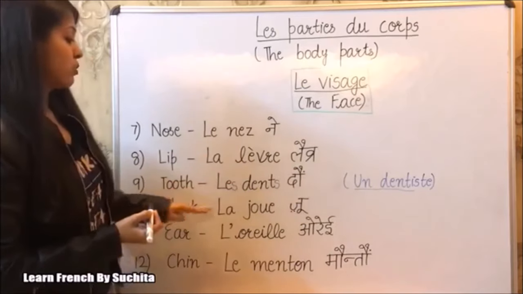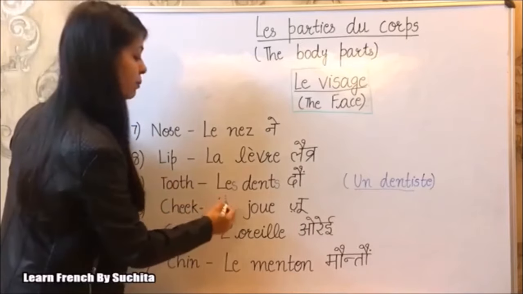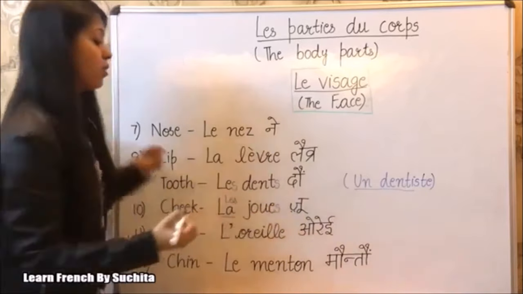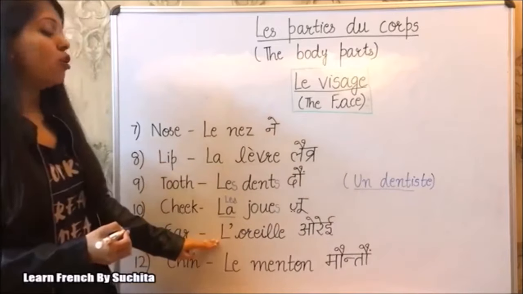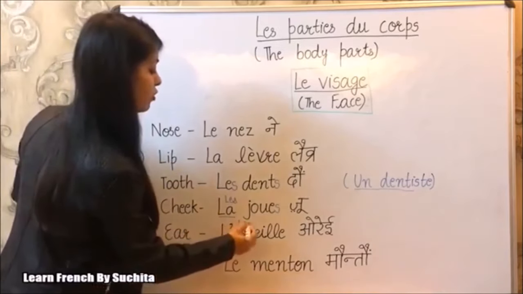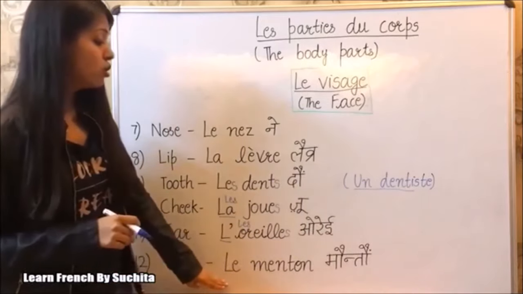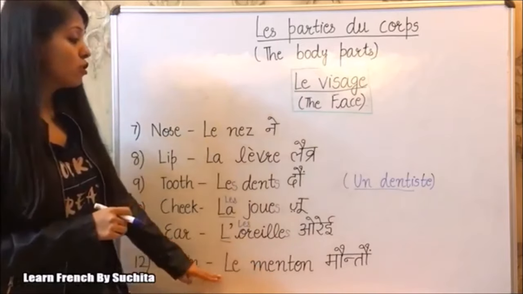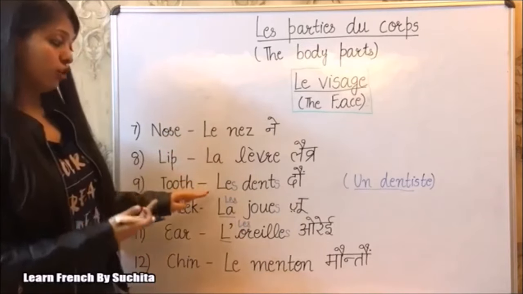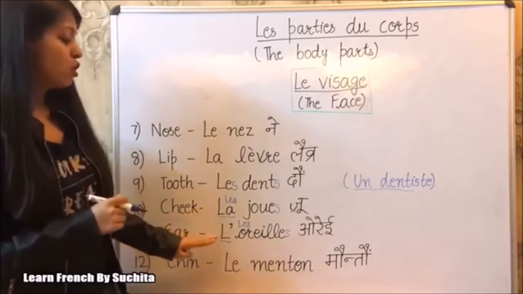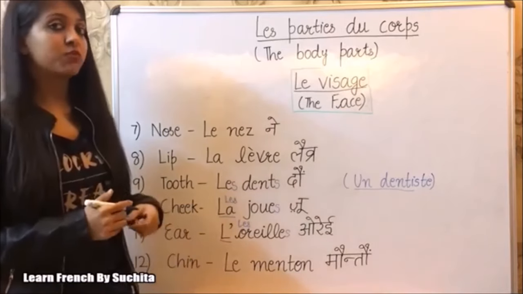Now, the next is cheek. The pronunciation is la joue. If we want to say the cheeks, then we'll make it plural and add s. However, the pronunciation remains the same. Now, ear is l'oreille. Again, if I want to make it plural, I'll add s. The last body part is chin, which is le menton. So, le nez, la lèvre, les dents, la joue, les joues, l'oreille or les oreilles, le menton, which means the chin.